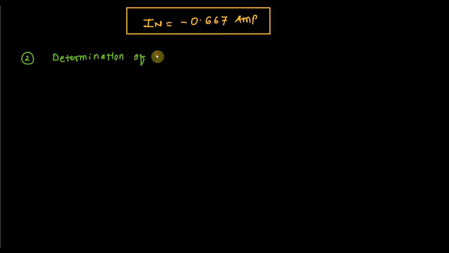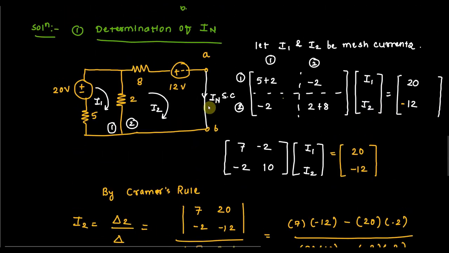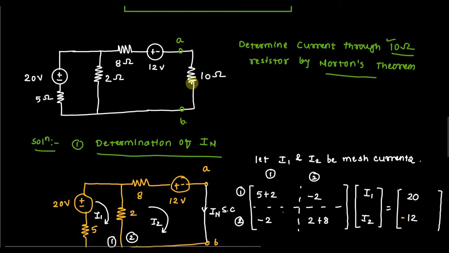Determination of Zn, that is Norton's equivalent impedance. When you have to find Norton's equivalent impedance, what do we have to do? We have to use this circuit. You have to calculate it as seen from terminal AB, and all these sources should be replaced by their internal resistance.